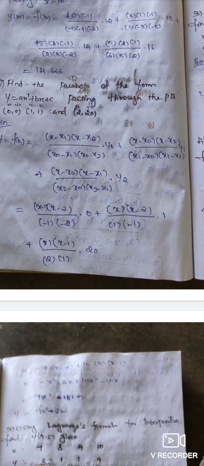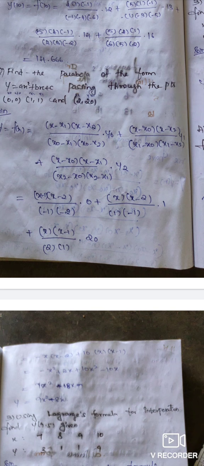Here x1 value is 1, so x minus 1, x2 is 2, so x minus 2, divided by x0 is 0, so 0 minus 1, minus 1, and also 0 minus 2, into y0 value is 0, plus x minus x0, so x minus 0, x minus x2 means x minus 2, divided by x1 minus x0, so 1 minus 0 is 1, and x1 minus x2, so 1 minus 2 is minus 1, into y1 value is 1, plus x minus x0, so x minus 0, next x minus x1, so x minus 1, divided by x2 minus x0, so 2 minus 0 is 2, also x2 minus x1, so 2 minus 1 is 1, into y2 is 20.